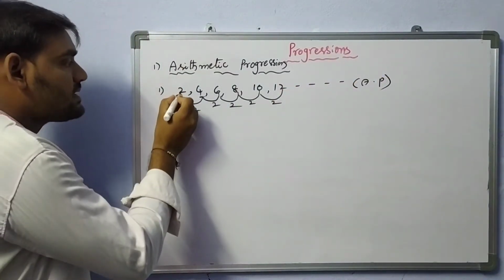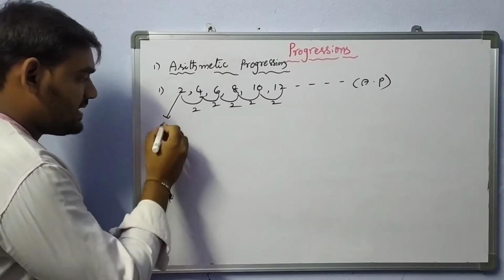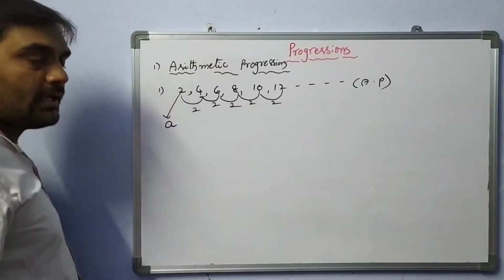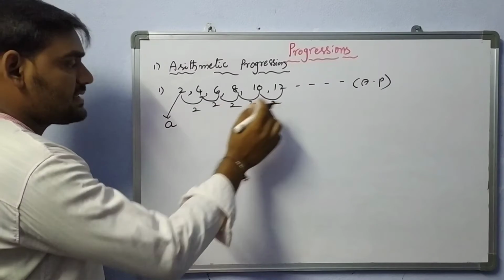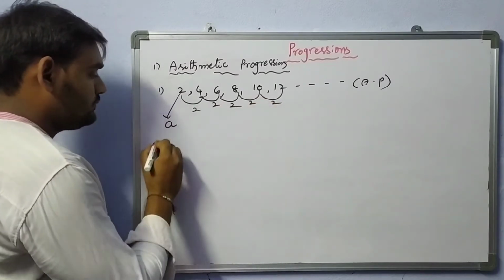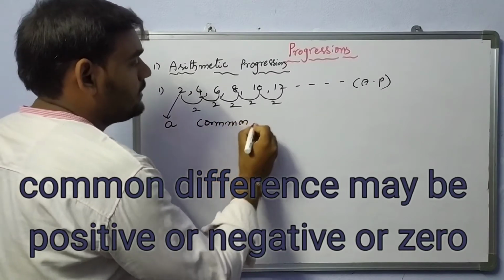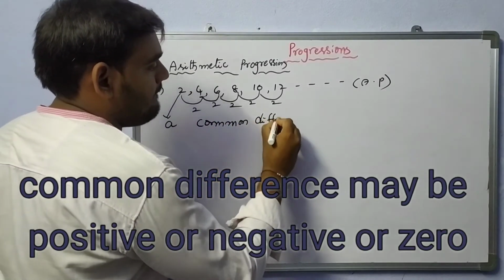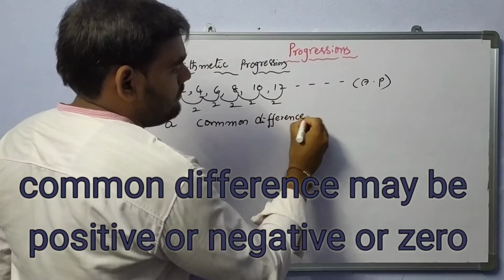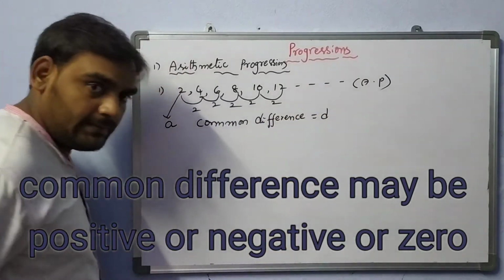In this, the first term we generally represent as small a, and the common difference is nothing but d. Common difference we will represent as d, isn't it?